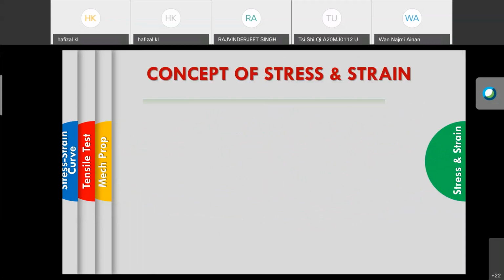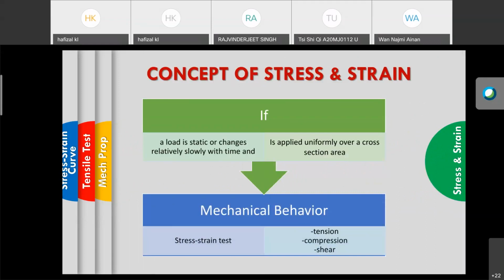Basically, we will look at the concept of strain and stress. Actually, we will discuss stress and strain if we have a static load, where the various load given changes slowly along the time. When we apply the load at a certain time and the load changes, it also produces a change uniformly over a cross-sectional area, and from there we can analyze the mechanical behavior.